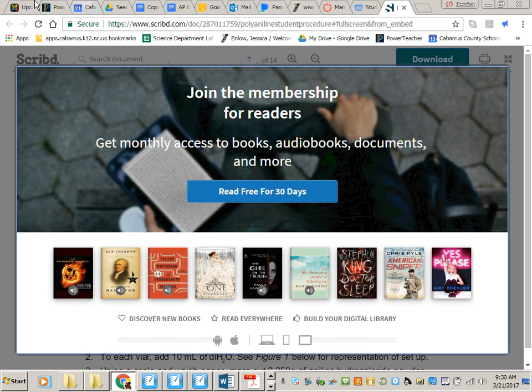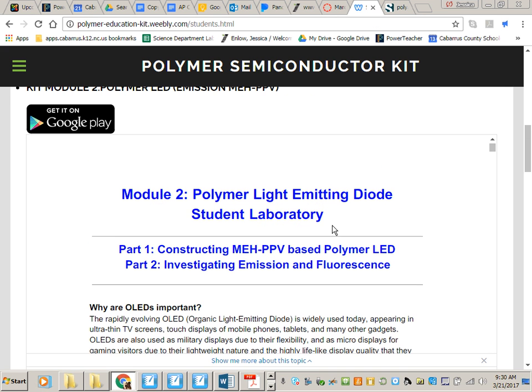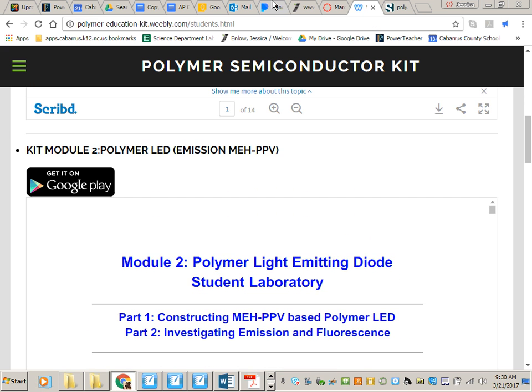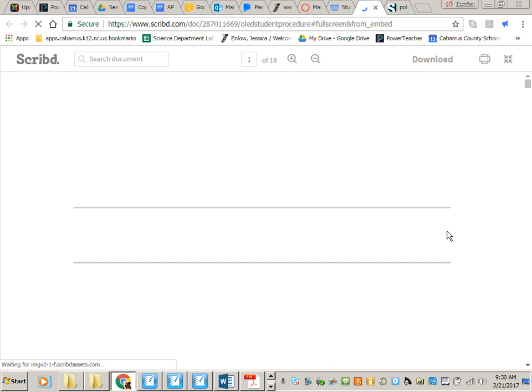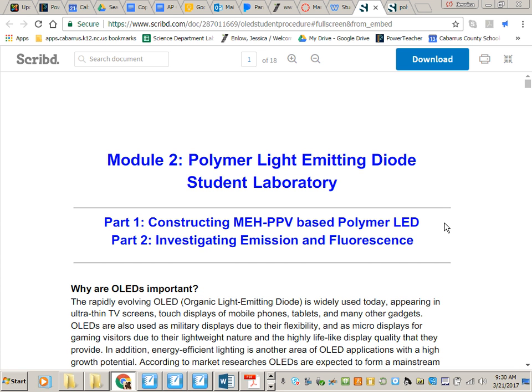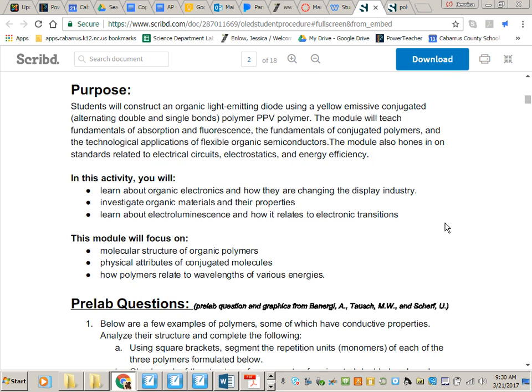So back to the student website, you'll see it says module 2, polymer LED. Polymer LED is an organic LED. And so under here, it gives you some information again on the LED, so student laboratory. First, you'll construct your LED, and then you'll test it for emission and fluorescence. So that'll be the next part, but it does require the fume hood because it has a compound called MEHPBV, and MEHPBV has chloroform in it.